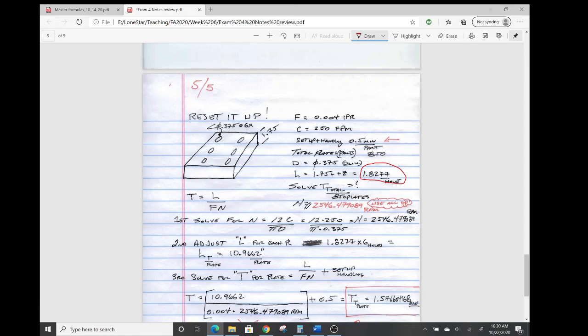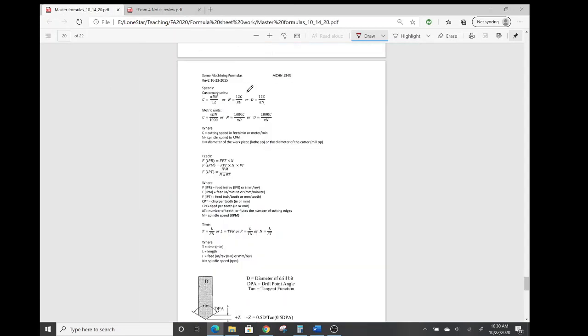Now, we've got to solve for N, do we not? The first thing we do is solve for N. So N is 12C divided by pi d. That's the original speed formula up here, right? N is 12C divided by pi d.